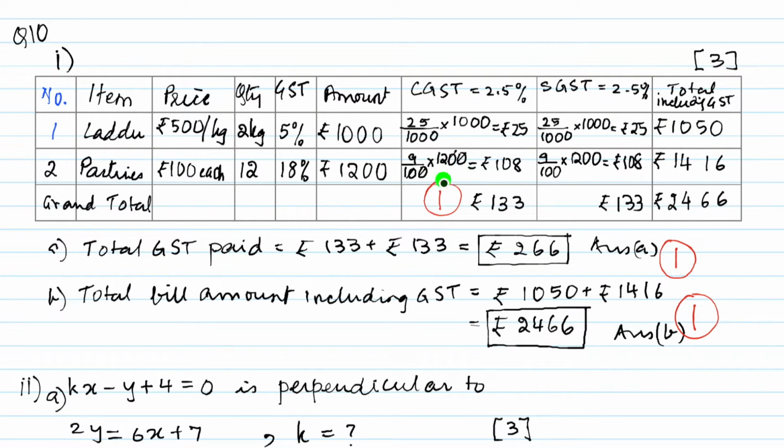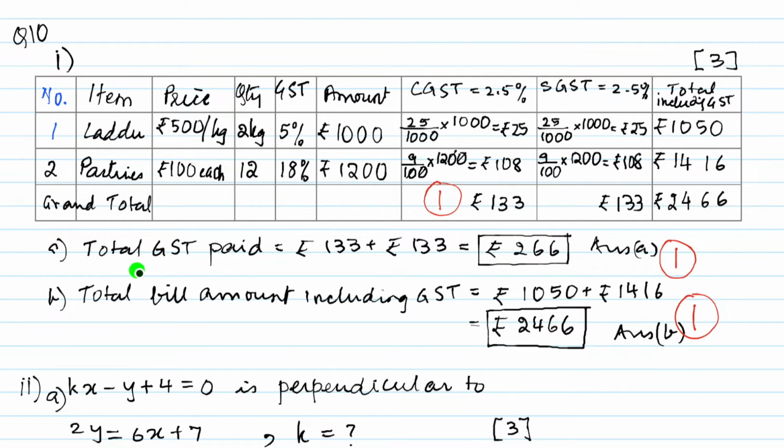For 1200 we had 18% GST, which splits into CGST and SGST of 9% and 9%. So we find 9% of 1200, that is 108 and 108. So the total comes to 216 added to 1200. So that is 1416. Add the numbers and you get 2466. That is the total bill to be paid.